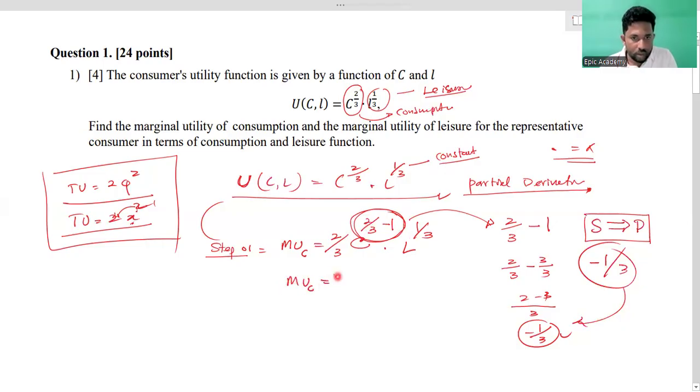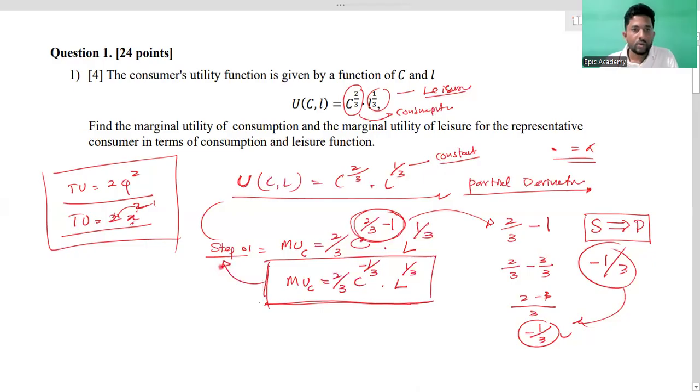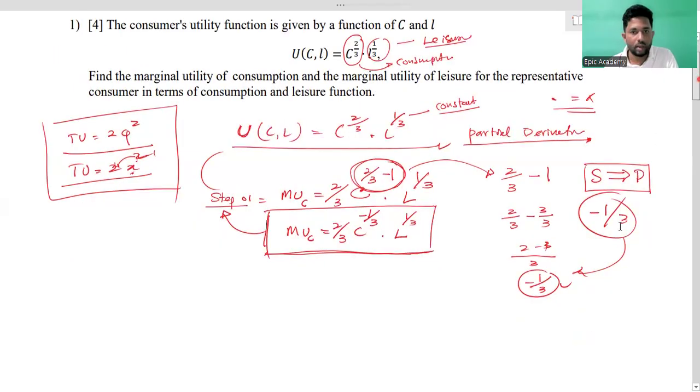So then MUC equals 2 divided by 3 C to the power minus 1 divided by 3, and you put L to the power 1 divided by 3. So this is the marginal utility equation for the consumption. I think you got the idea. Then we need to move to the next one.